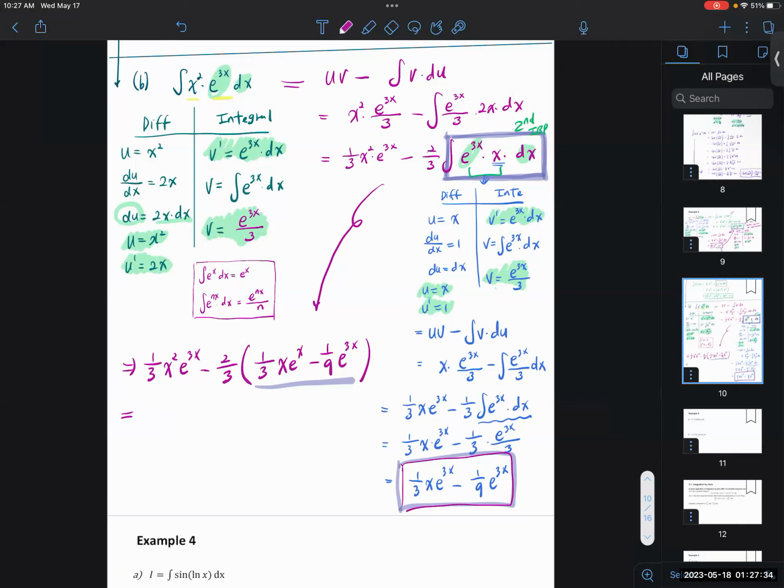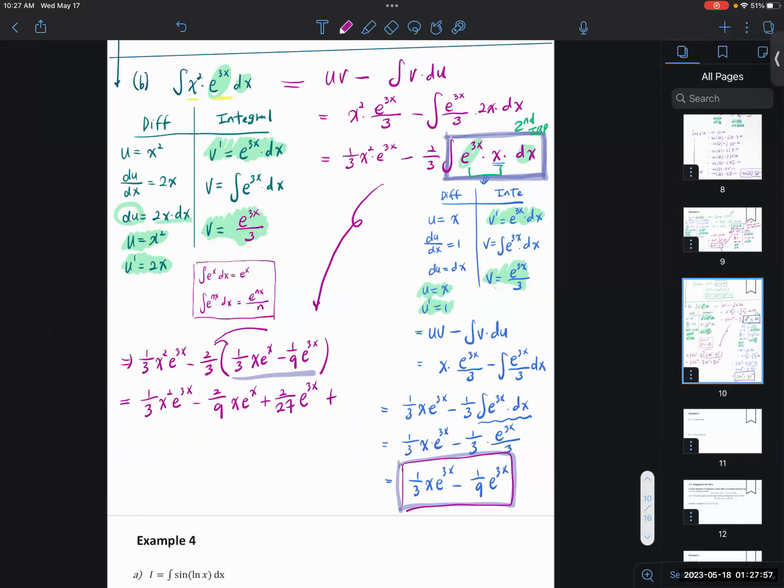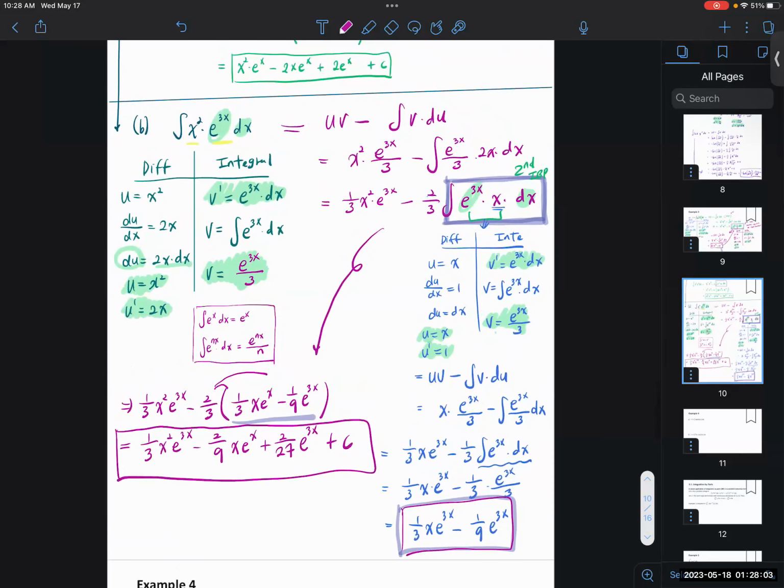Then we're going to expand it, correct? So 1 over 3 x squared e to the 3x. Using the distributive property, minus 2 over 9 x e to the 3x. Negative, negative, positive, 2 over 27 e to the 3x. Nothing we can combine. So that's actually your final answer, plus a c at the end. Whoa, we made it. Okay. That's how you do the IBP, especially when you look at the product of two functions. Does it make sense to you?